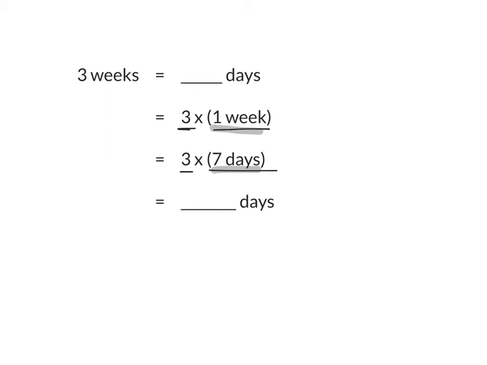Then we just need to multiply. 3 times 7 is 21. So 3 weeks is equivalent to 21 days.